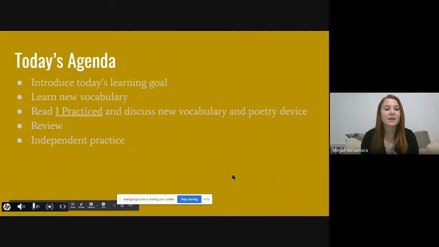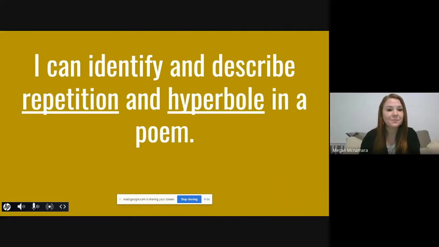Today I'm going to introduce today's learning goal, our I can statement. We're going to learn some new vocabulary. We're going to read a new poem entitled I Practiced and discuss our new vocabulary and poetry device. We're going to review, and then I have some fun independent practice for you guys today. It is not what we've had the first 4 days. It'll be a different type of independent practice, which I think you'll really enjoy. So let's get started with our I can statement. Our I can statement is I can identify and describe repetition and hyperbole in a poem.